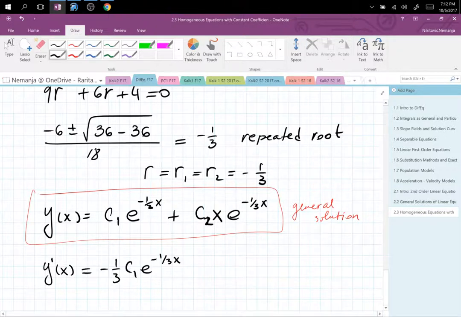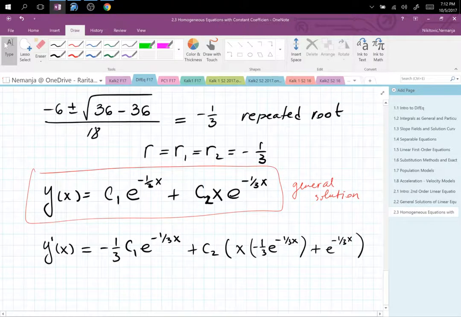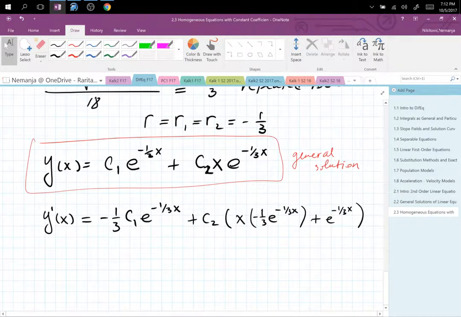Yeah. And now you have the product rule, so that will be a plus c2 times, keep the first, times the derivative of the second, plus keep the second, times the derivative of the first, which is just 1, so we don't have to worry about that. There we go. So now we have these two guys.